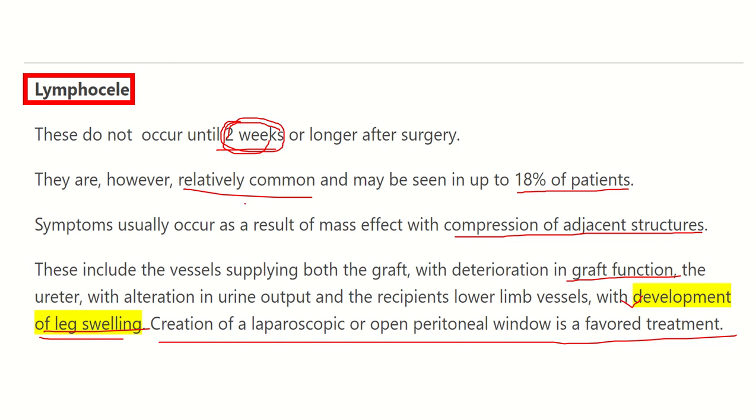It is relatively common, and about 18% of patients suffer from lymphocele, and it may compress the surrounding structures. The most common symptoms are leg swelling and swelling around the graft site. And in case of the kidney, urine output may be hampered, and the ureter and other structural functions may be impaired.